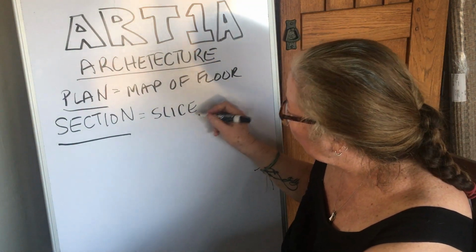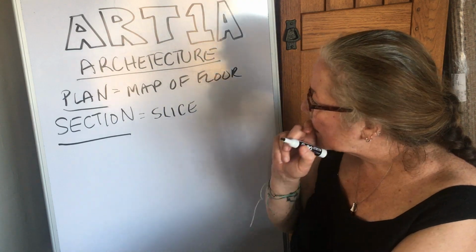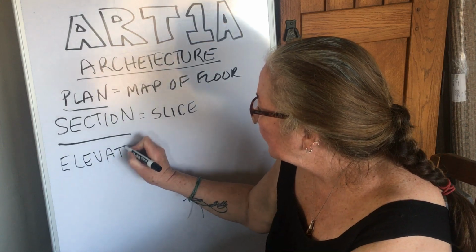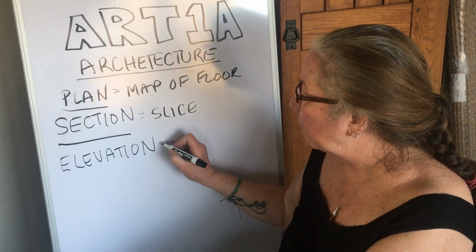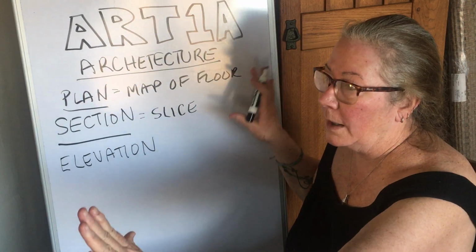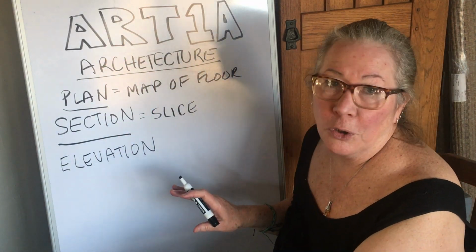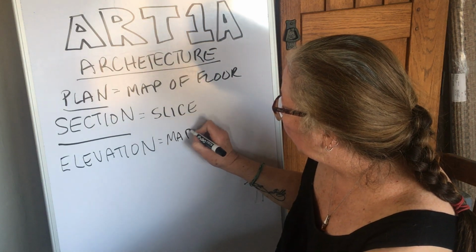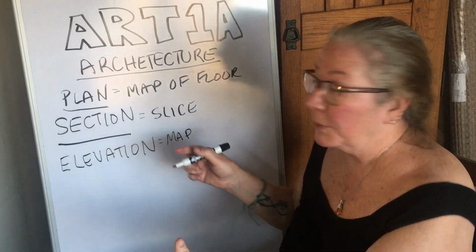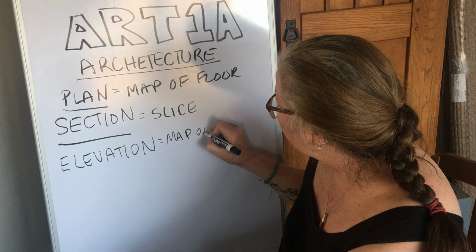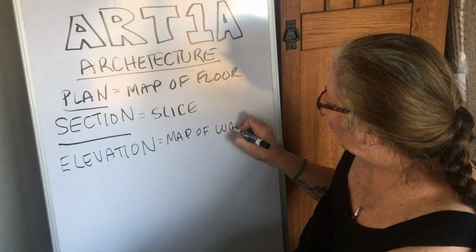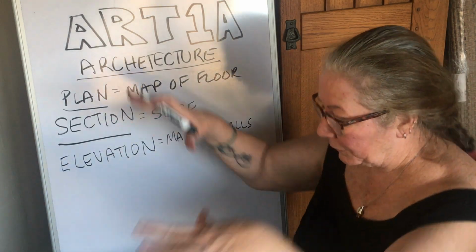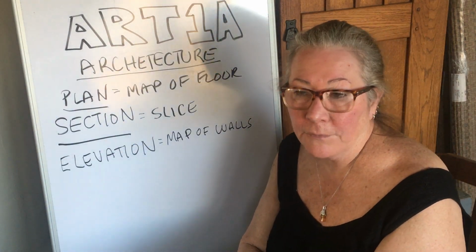And then also elevation is like a map of the vertical part of the building. So instead of the floor, it's a map of the vertical. So you're seeing it, say, from the side or from the front. I'm going to say map of the walls because that's kind of what it is. You're looking at it that way as opposed to looking at it from up above, from overhead.